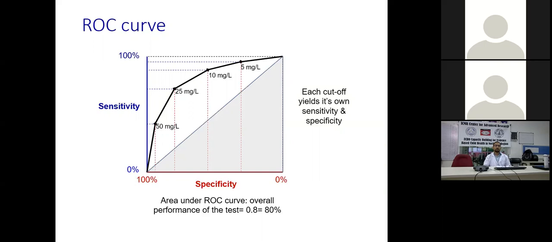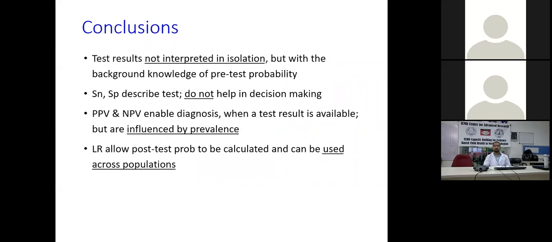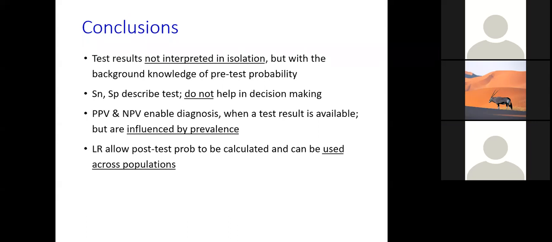Now I've finished an hour of talking. So I'm going to conclude by saying that test results are not interpreted in isolation, but with the background knowledge of pretest probability. This is the age-old teaching that professors in medicine have always given: don't treat the test result, treat the patient. You have to know your patient. Because depending on what the probability of having the disease was even before you did the test, your test result will get interpreted differently.